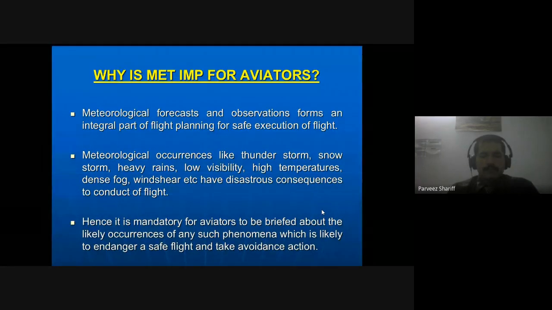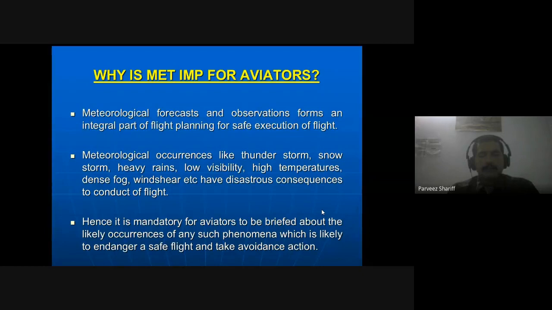As I told you, the meteorological department provides all the necessary information for the air crew or the aviator or the pilot to prepare the flight plan so that they can fly in the safe zone. It means meteorological conditions like thunderstorms, snowstorms, heavy rain, low visibility, high temperature, dense fog, all these areas can be avoided for the safe flight.